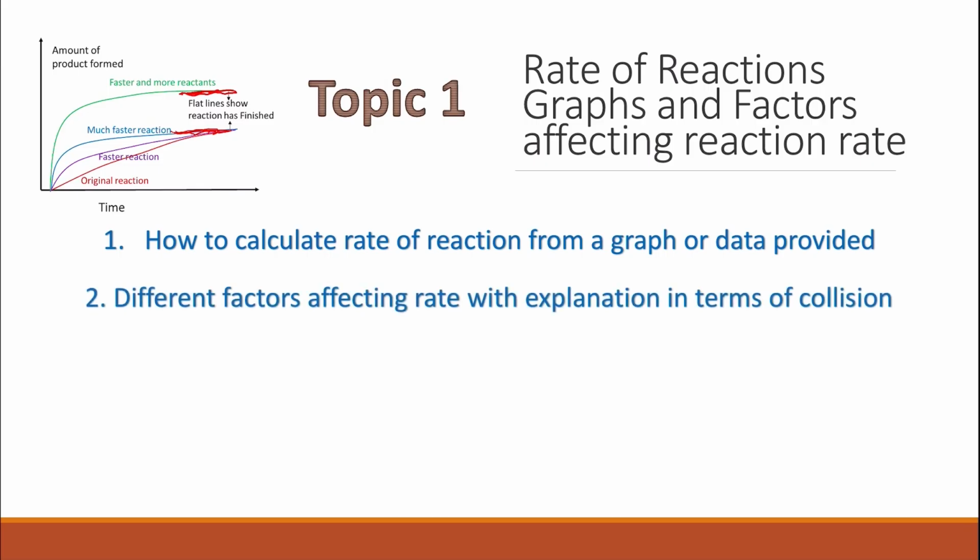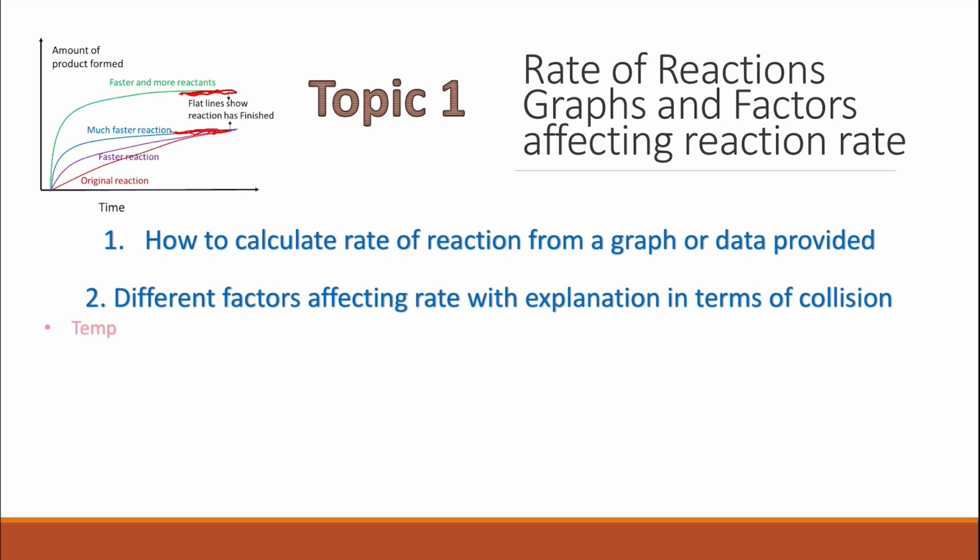And secondly, the different factors that affect the rate, with explanation in terms of collisions. It's very common in the exam to find a question using the collision theory: explain what happens when this factor changes and how this changes the rate of the reaction. You need to use the collision theory, and you need to refer to the successful collisions and the frequency of collisions.